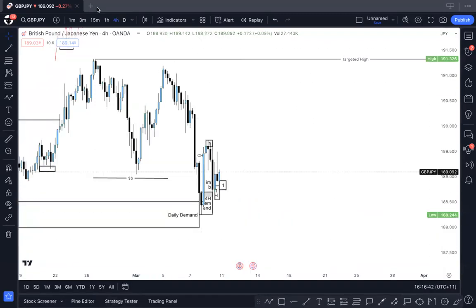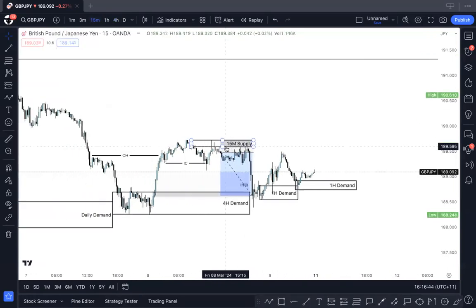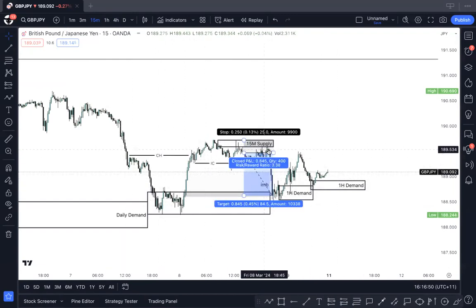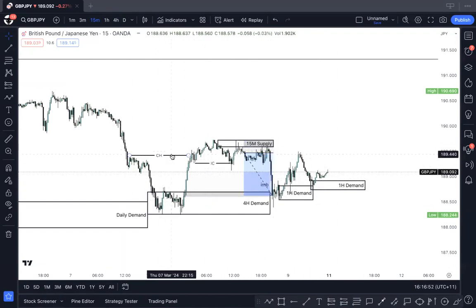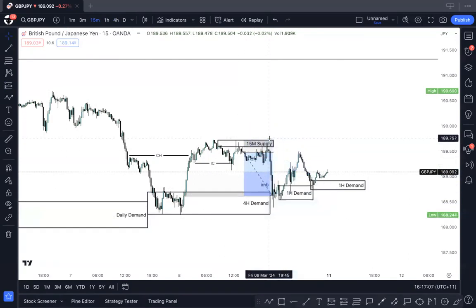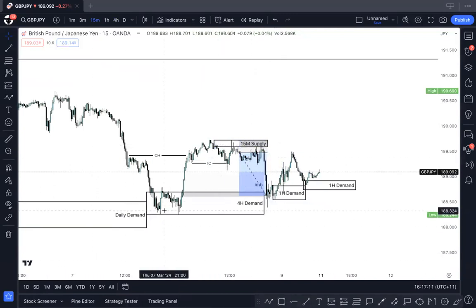So I'll enter looking off this. If I see a 15-minute change of character like we did probably here, I was in bed, or no, I just wasn't on my desk. But a 15-minute change of character like this, I'm more than happy to have the buy order there. So I'll use the 15-minute change of character for those higher time frame trades.